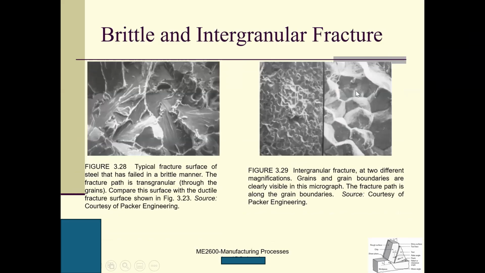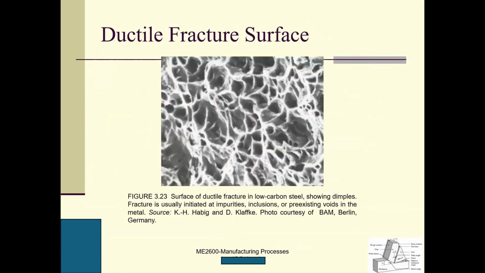Then we see the brittle and intergranular fracture. This one is from steel. It is a typical fracture surface of steel that failed in a brittle manner. Under what condition can it fail in a brittle manner? If the temperature is very low, right? You can see the difference between this one and the previous one I just showed you, which is dominated by dimples.